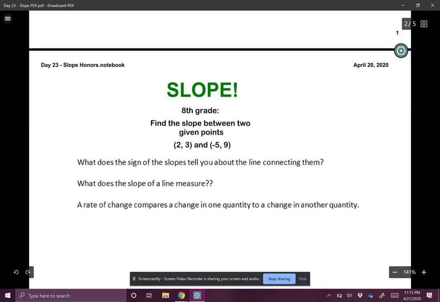In 8th grade, a question you may have been asked, and even in 9th grade a little bit, is: find the slope between the two given points, (2, 3) and (-5, 9). And oftentimes you would put those 2 points into a table and find the change in y divided by the change in x. Sometimes you would put them in a formula that would look like this.